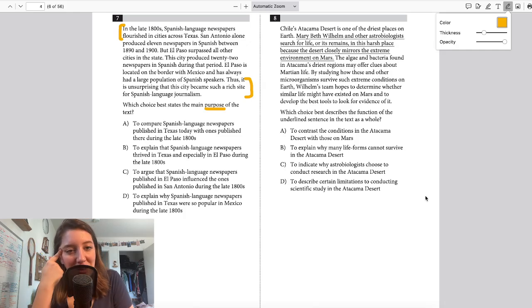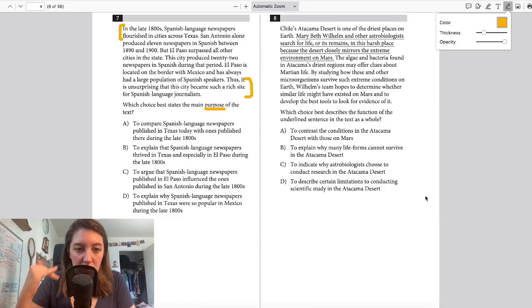So A, to compare Spanish language newspapers published in Texas today with ones published there during the late 1800s. I don't think it's probably this just because the last sentence puts the city at the forefront. I think we probably want to think about the location and what happened there rather than what happened there subsequently, right? B says to explain that Spanish language newspapers thrived in Texas and especially El Paso during the late 1800s. Okay, that seems fine, right? That makes sense compared to the last sentence there.